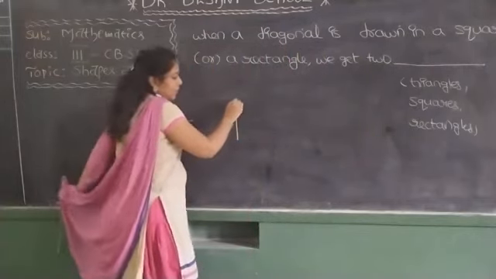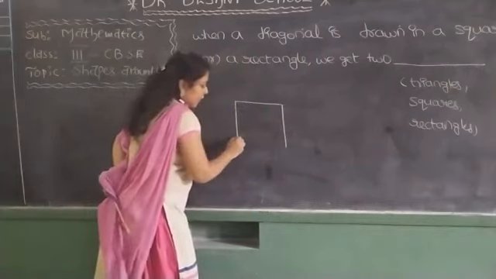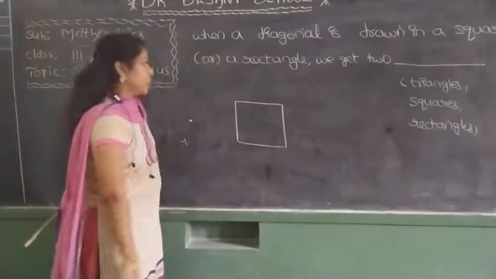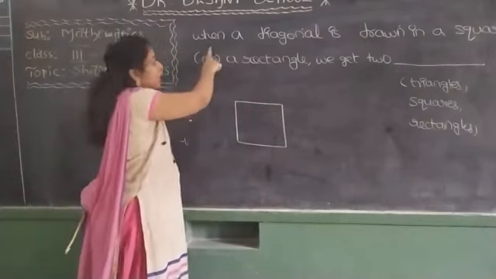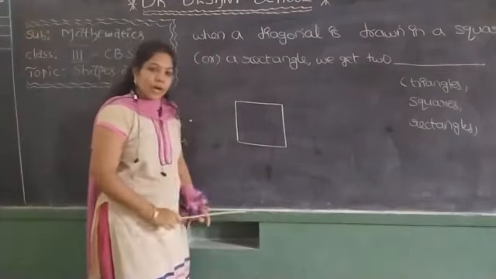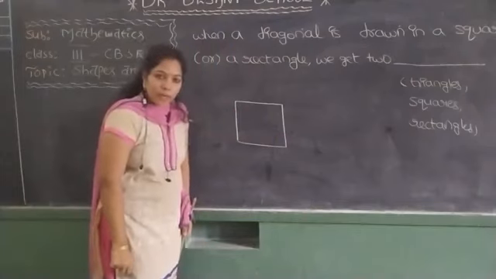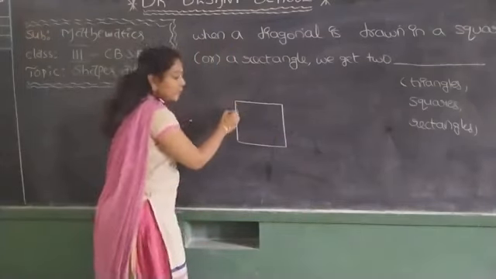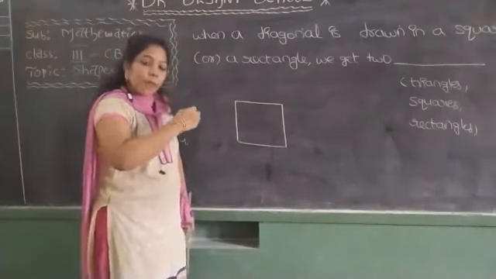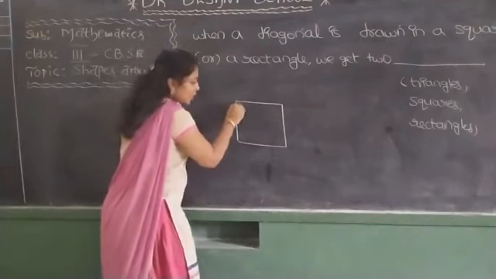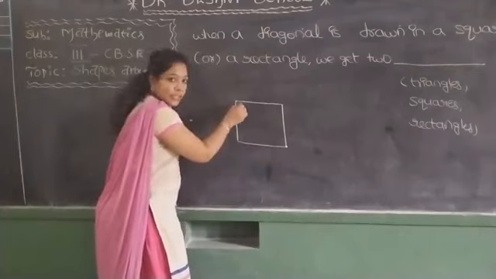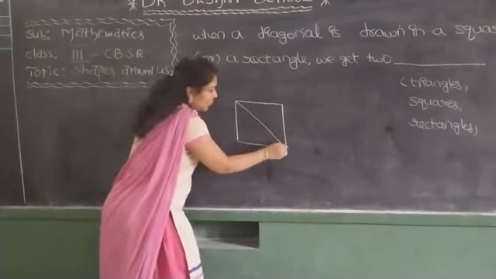I am drawing one square. What am I drawing? Square. Is it a square? Good. Now, what is given in the question? When a diagonal is drawn in a square, means we have to draw one diagonal. What do we have to draw now? One diagonal. I am drawing one diagonal. What is a diagonal? Yeah, the line that connects the opposite vertices or opposite corners. In this figure, these two are the opposite corners or not? These two are opposite corners. That's why I am drawing the diagonal here by connecting these two points.